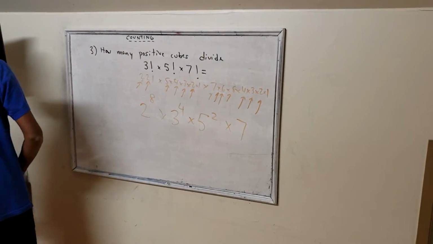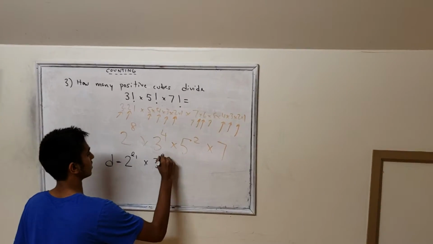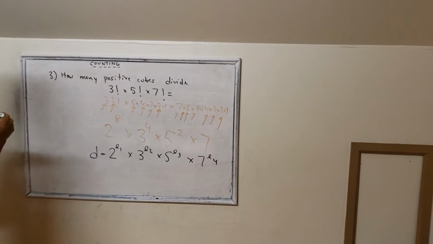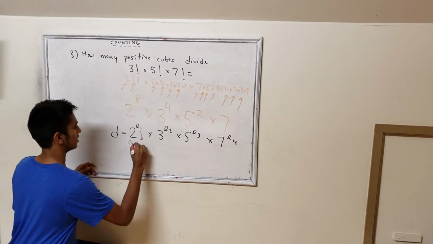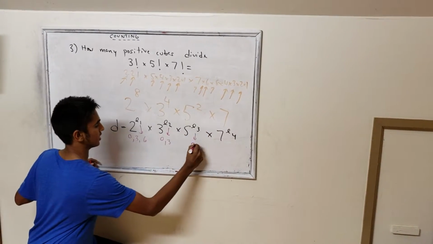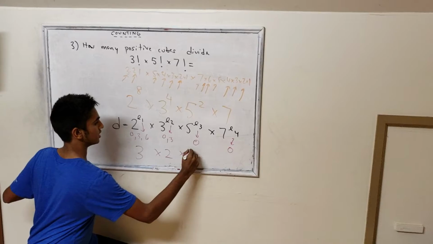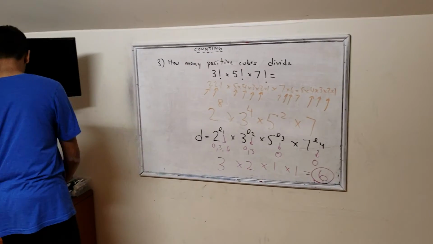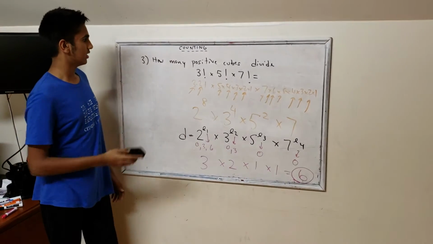So for our divisor, the exponents have to be divisible by 3. For E1, this can be 0, 3, or 6. For E2, it can be 0 or 3. For E3, it can be only 0, and so will E4. How many possible combinations? 3 times 2 times 1 times 1. That's 6. And these are just a few examples, and you can use this versatility in different problems.